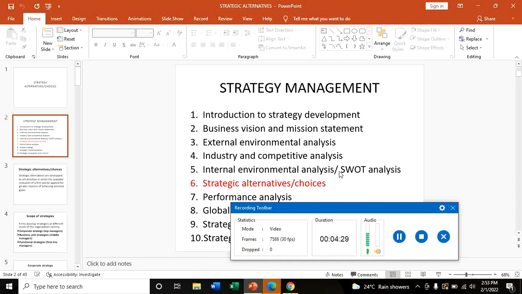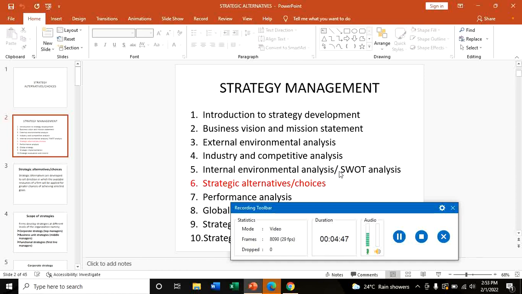In other words, when we finish looking at the internal environment, that means we have what we call a complete SWOT analysis. We know what is there to exploit, we know what is there to safeguard ourselves against, because those come from the industry and the external environment.